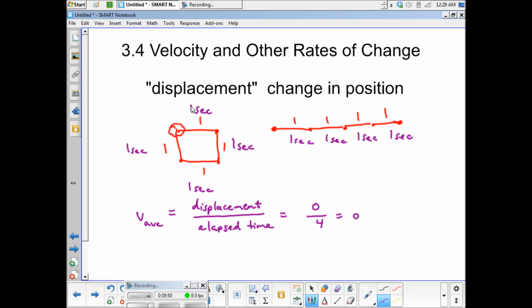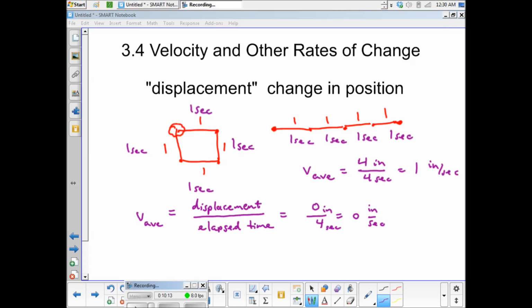And for this drawing, the velocity average is 4 inches. I should put units on these. So 4 inches in 4 seconds. And the rate is 1 inch per second.